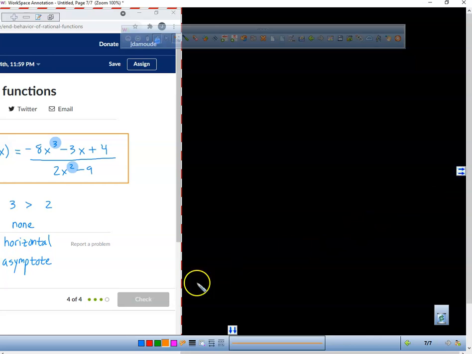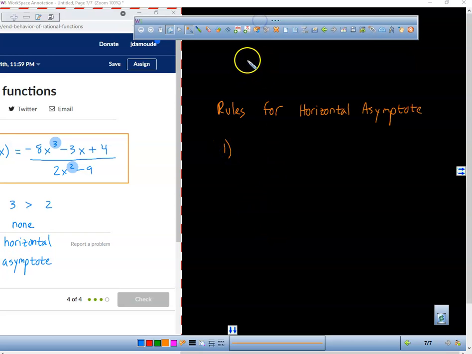And this is what I want you guys to write down in your journal. Rules for horizontal asymptotes. Whenever you guys pronounce the word asymptote, make sure you get through it quickly. Don't hold on to the first syllable too long. Otherwise, you might get into trouble.